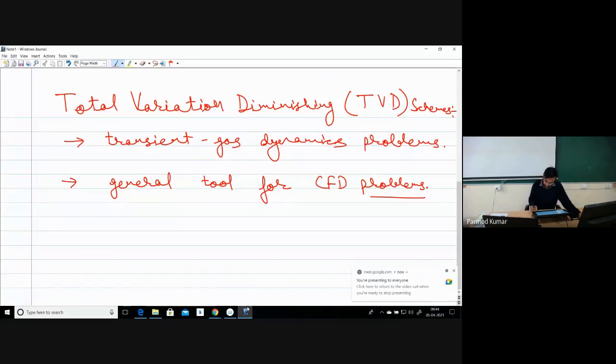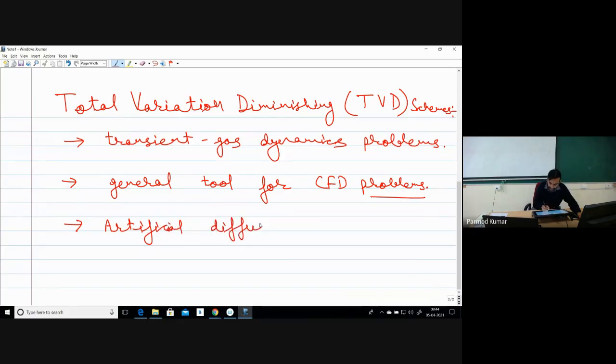So what basically TVD schemes do is that we do two things. Either we introduce some artificial diffusion, which will take care of the oscillations, or another thing we can do is provide additional weights to the upstream direction.